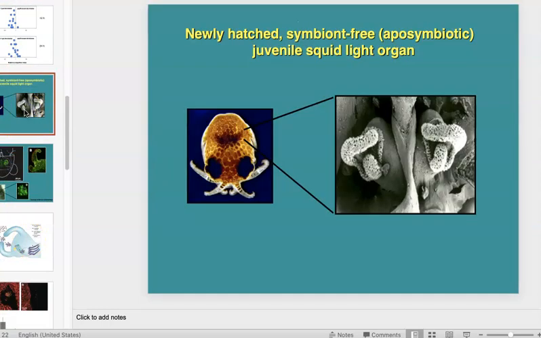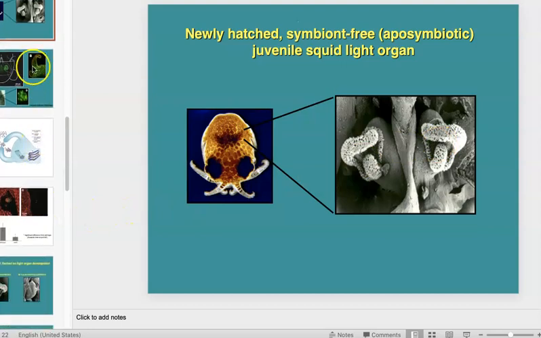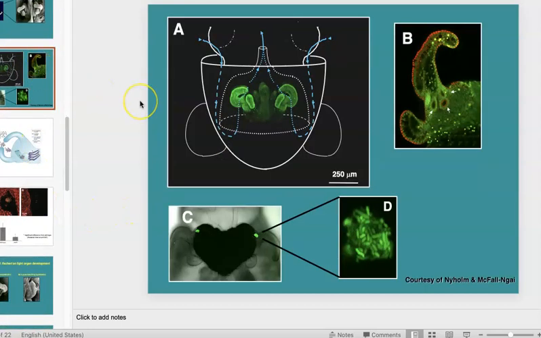This is an electron micrograph of the internal structure of the animal. Here's the digestive tract right here, and then this is the light organ sitting on the digestive tract, almost like a saddle on a horse. It's a paired structure, so you have these two entryways into the light organ itself. So the bacteria would literally swim into either of these two entryways, as indicated in this really cool slide. This was prepared by a friend of mine, Spencer Nyholm.